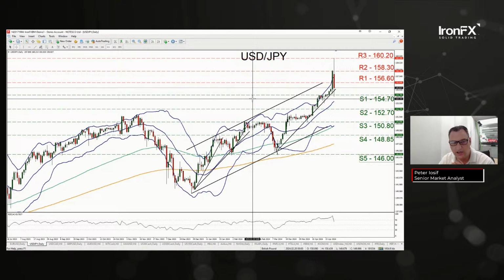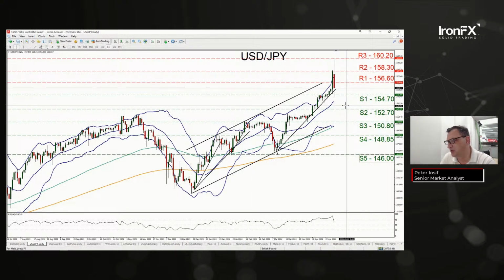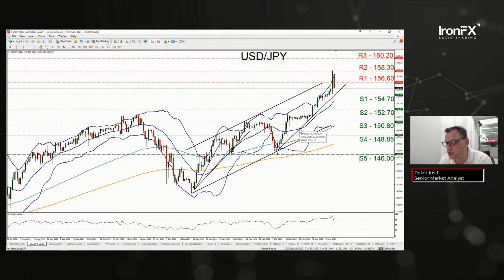And for the time being, I'm not quite convinced about the movement. In a sense, especially if we shift a little bit the upward trend line to the right, that becomes far more evident. So for the time being, I do expect some stabilization of the pair, but I wouldn't be surprised to see the price action rising once again.